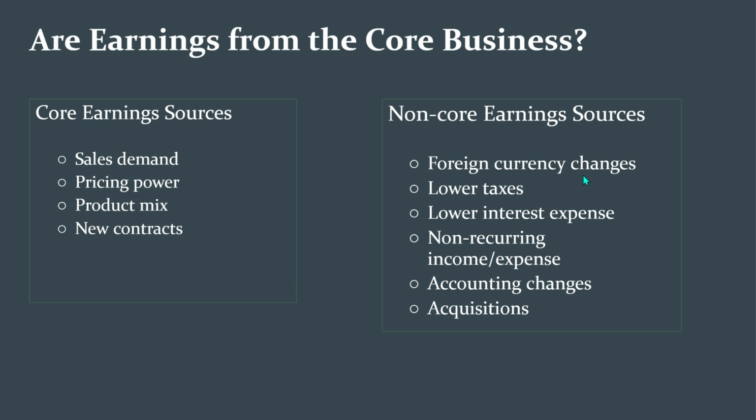Now you have another source of earnings which are from non-core sources. These are things which have nothing to really do with your core operations. And we're talking about things like foreign currency changes. This can boost earnings, lower taxes, lower interest expense, non-recurring income or expense, accounting changes, and also acquisitions, acquiring other companies. These are all ways a company's earnings can increase, but it has nothing to do with the company's core operations and therefore not so much in the company's control.